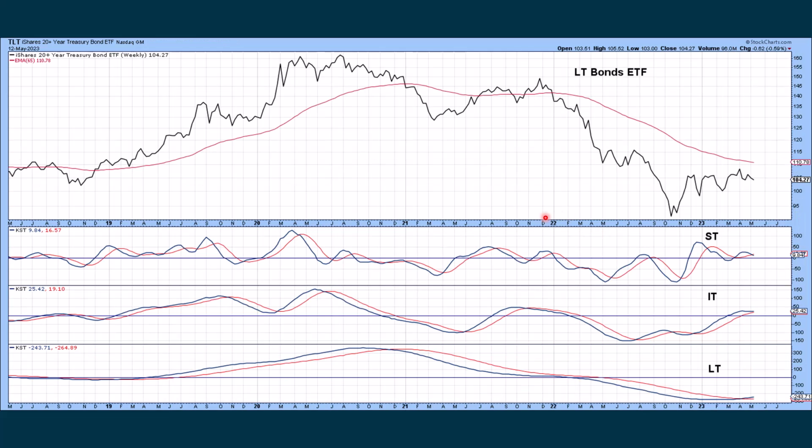Long-term bonds continue to be in an overall downtrend. On a short-term basis, they had been positive, but now we're crossing over negative. In the intermediate term, we could be getting ready to go negative, but we're still positive in the long term.